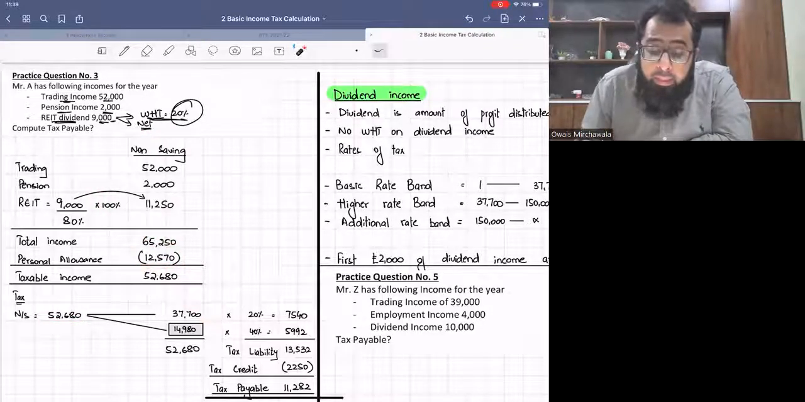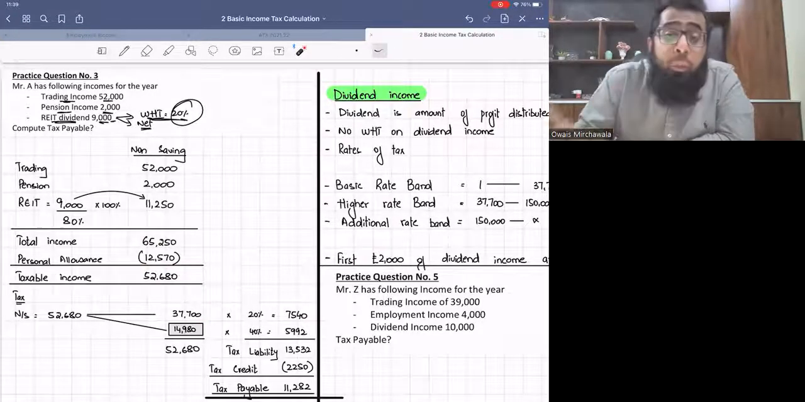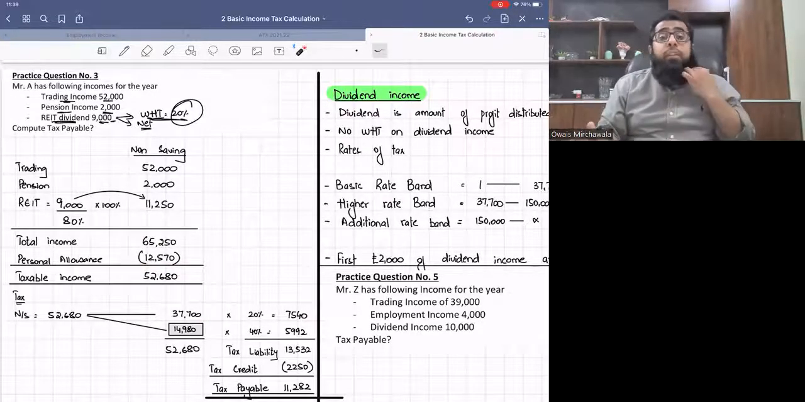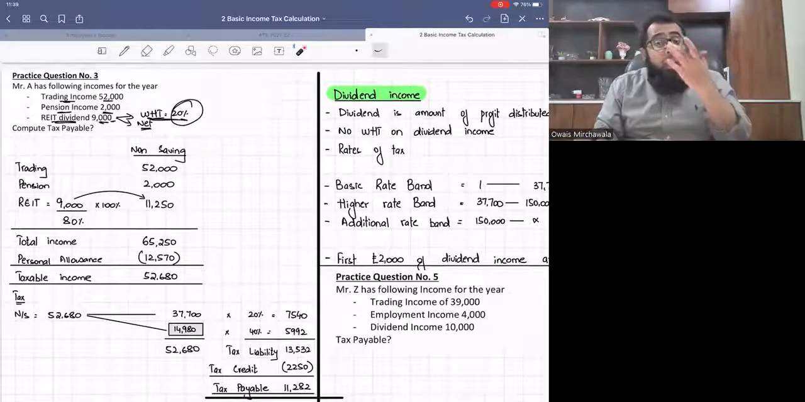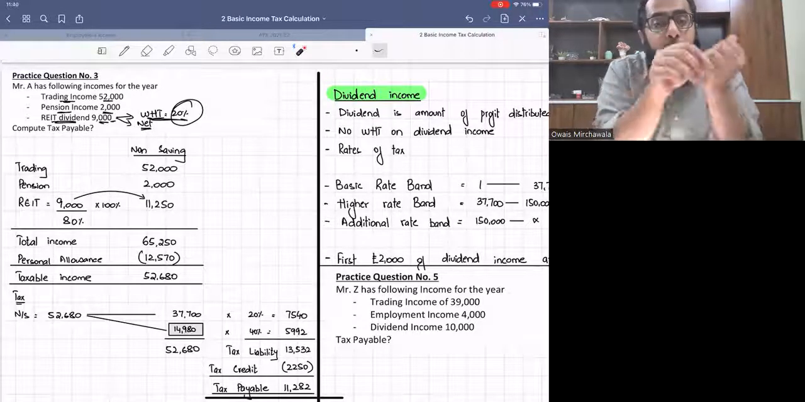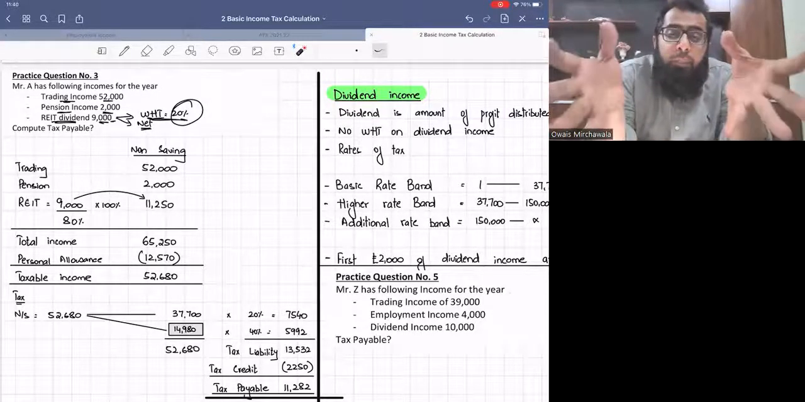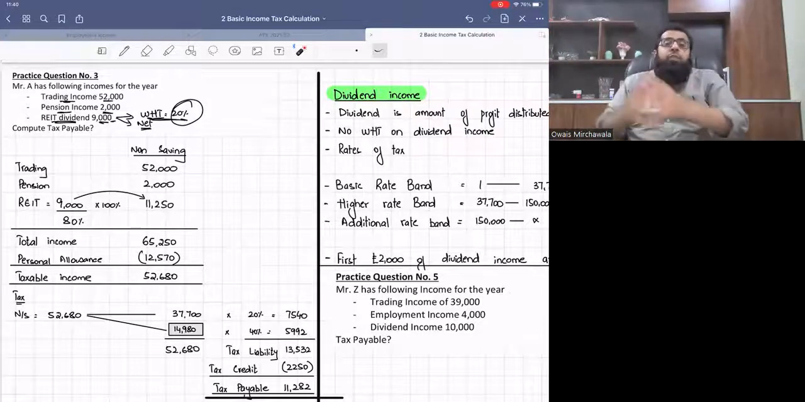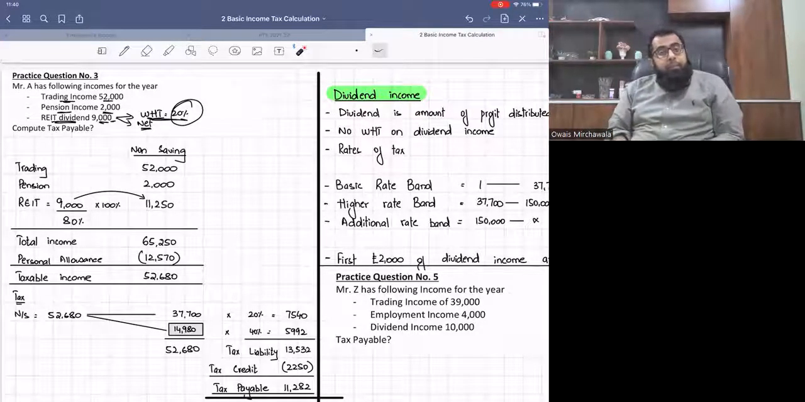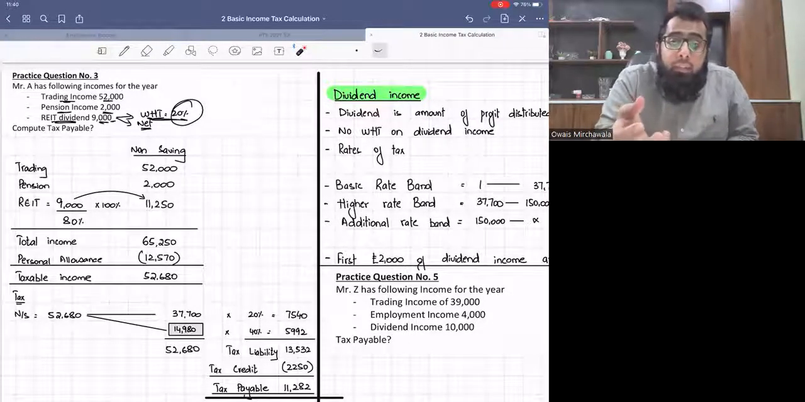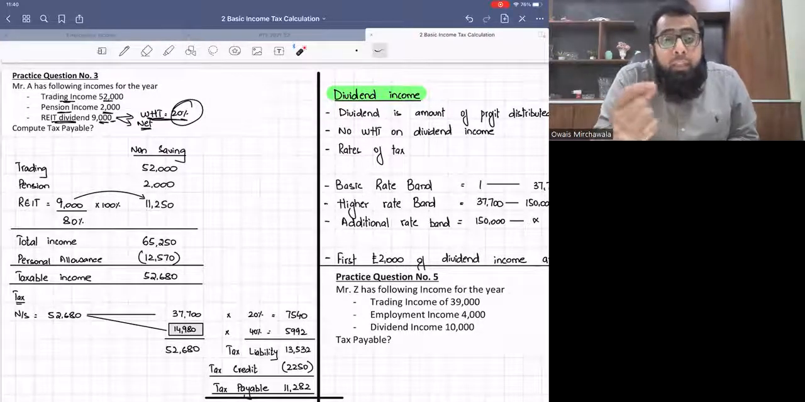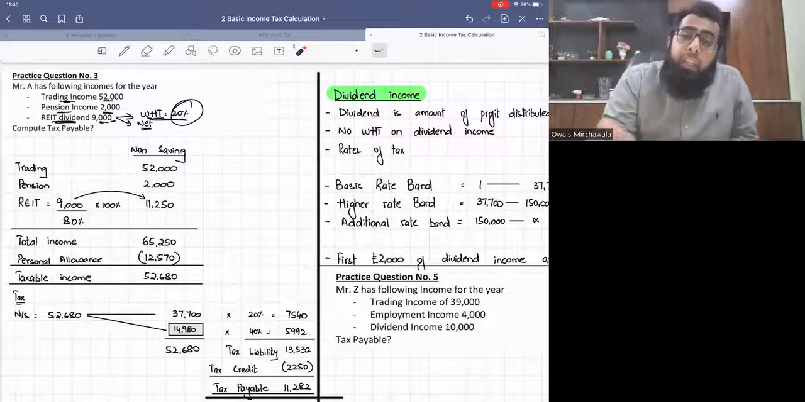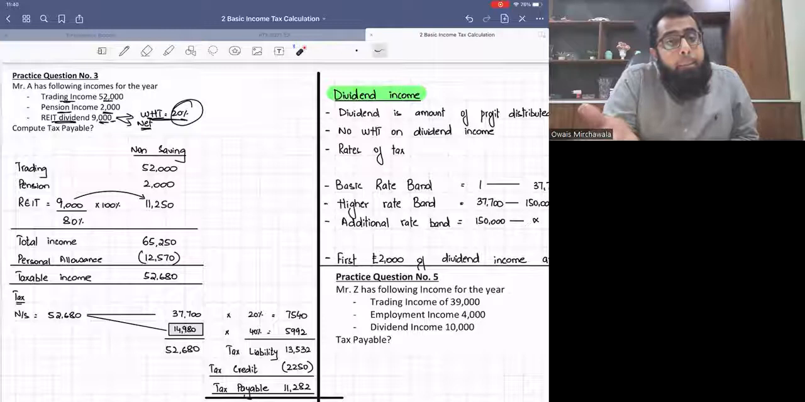So what is a real estate investment trust? It is a mutual fund which raises funds from the public and then invests those funds in the real estate market. It earns rentals and capital gains from the real estate market.